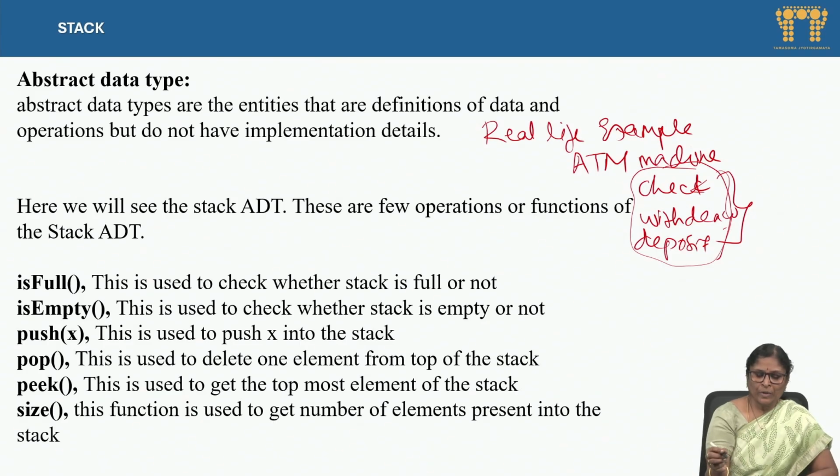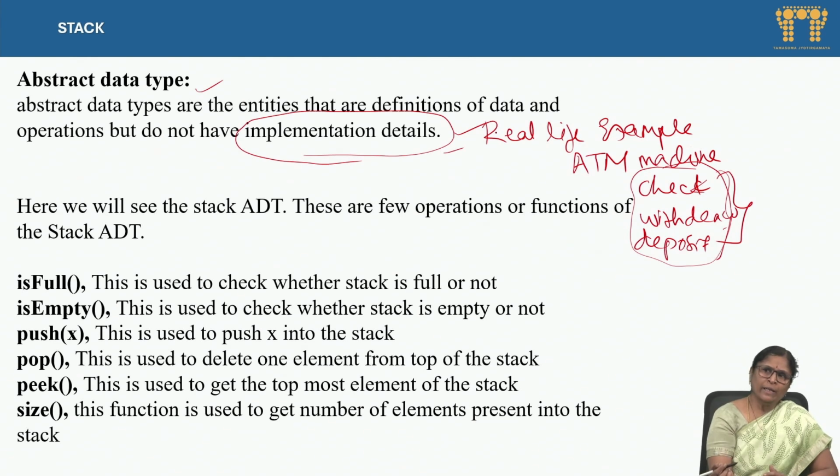Similarly, abstract data type means you define the data and also the various operations that can be performed on the data structure. But we are not interested in the implementation details. So abstract data types are entities that are definitions of data and also operations performed on the data. But how it is implemented, what is used, you are hiding that. That is called an abstract data type.